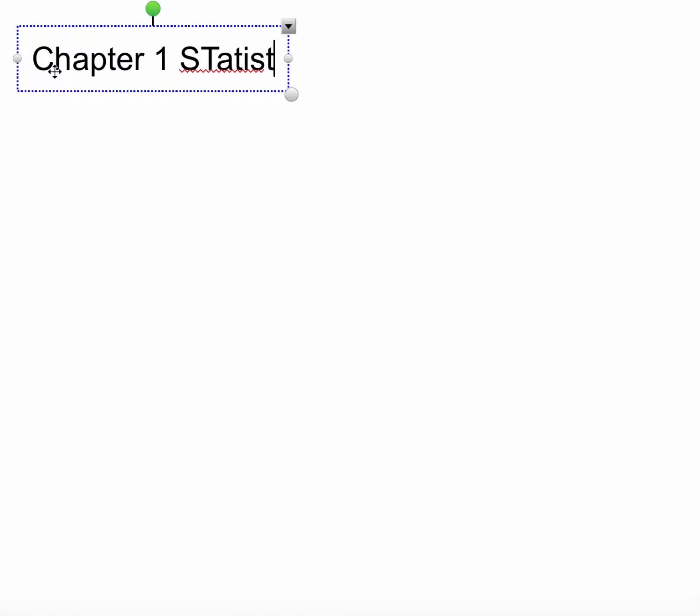Chapter 1 is about statistics. Statistics is in our lives a lot these days, and most papers put it out, most news articles put information out on it. And so statistics is very important to understand.